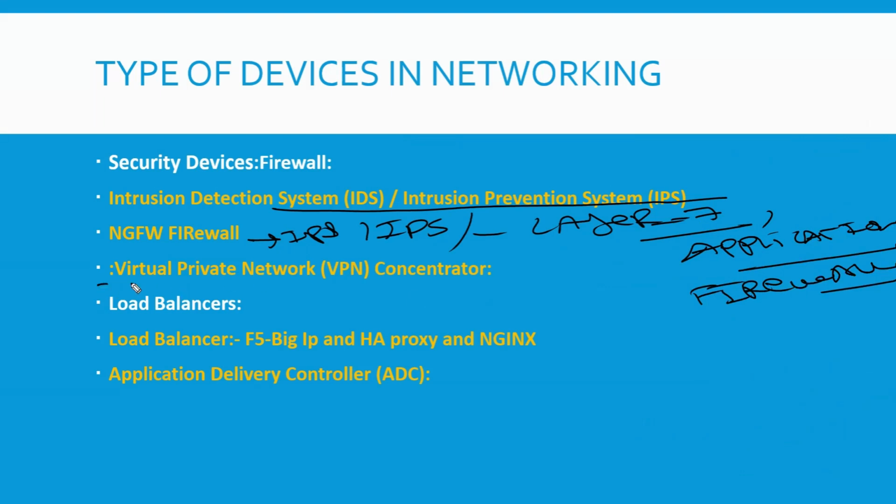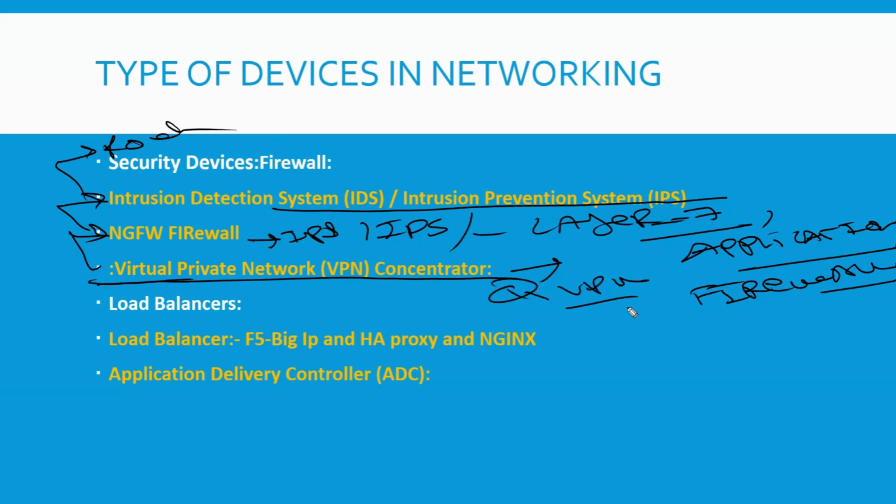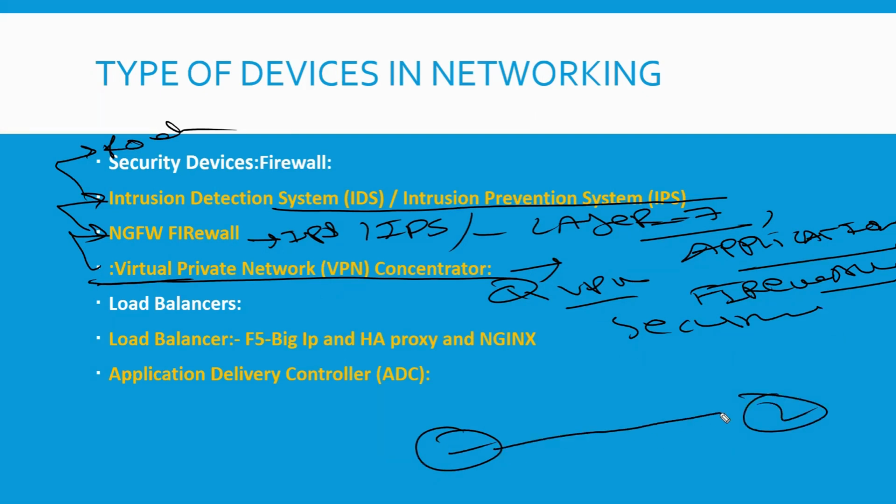Then we have a VPN concentrator. You can do the same thing on an NGFW, and you can even do it on a router as well. But some people don't want to spend money on firewalls, so they just buy a VPN concentrator, a small device which just makes a VPN for you, just a secure communication. So what is a VPN? Virtual private network. It means if you have two branches, one here, one there, you want to have a secure channel over the internet.